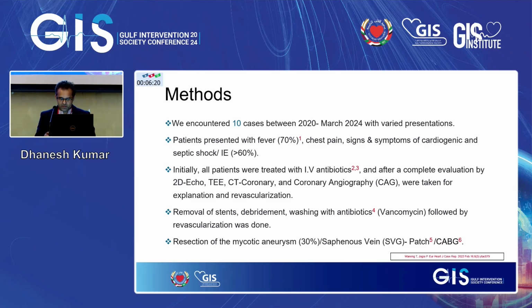In most of the cases, we resected the myocardial aneurysm in 30% of the cases. Sometimes the epicardium, myocardium, or pericardium was densely adherent, so we removed the adhesions, and sometimes we had to reconstruct the coronary wall for the bypass. For that, a vein patch was used. The saphenous vein was the most common conduit used for it.